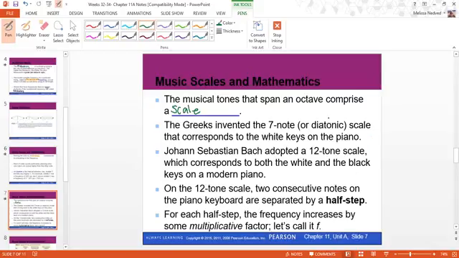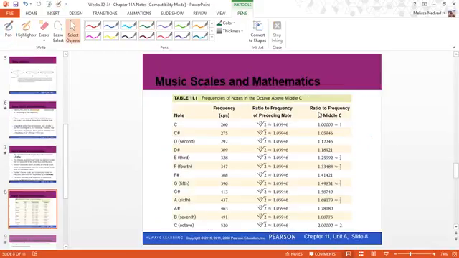On the 12-tone scale, so that's including all of the white and the black keys on a piano, 2 consecutive notes on the piano keyboard are separated by a half step. So to go from one note to the next, whether it be white to white or white to black, is a half step. For each half step, the frequency increases by some multiplicative factor. Let's call it f. In this next table, we're going to look at those values. So each time that we descend on our note scale here, we're going a half step.